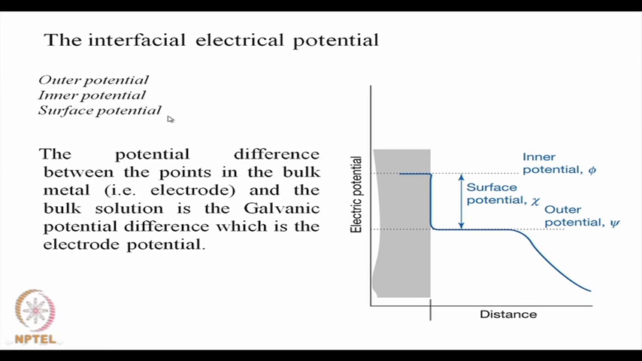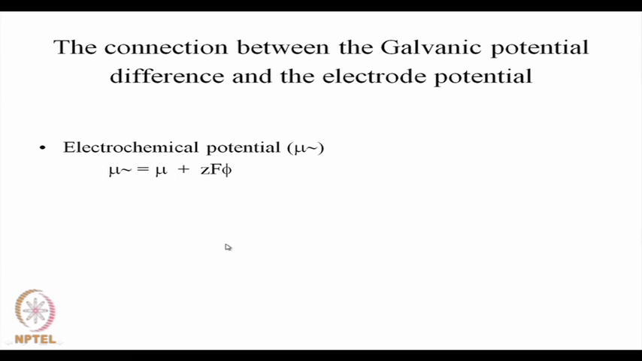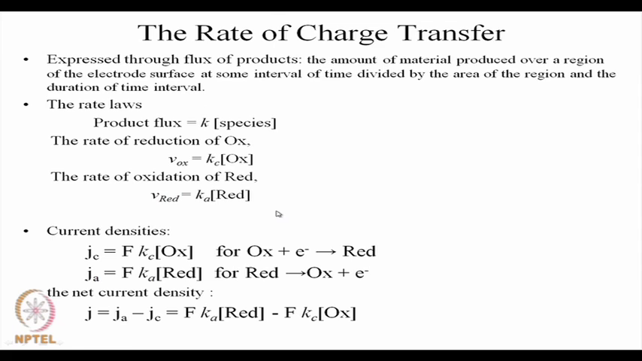Okay. Then we talked about interfacial electrical potential, that this is your electrode, okay. This is your inner potential, this is your outer potential, and this is the surface potential, which is nothing but the difference between these two. Okay. We talked about the relation between chemical potential and electrochemical potential. So, this is your chemical potential, this is your electrochemical potential, where this zF phi is the contribution from the electrical portion.